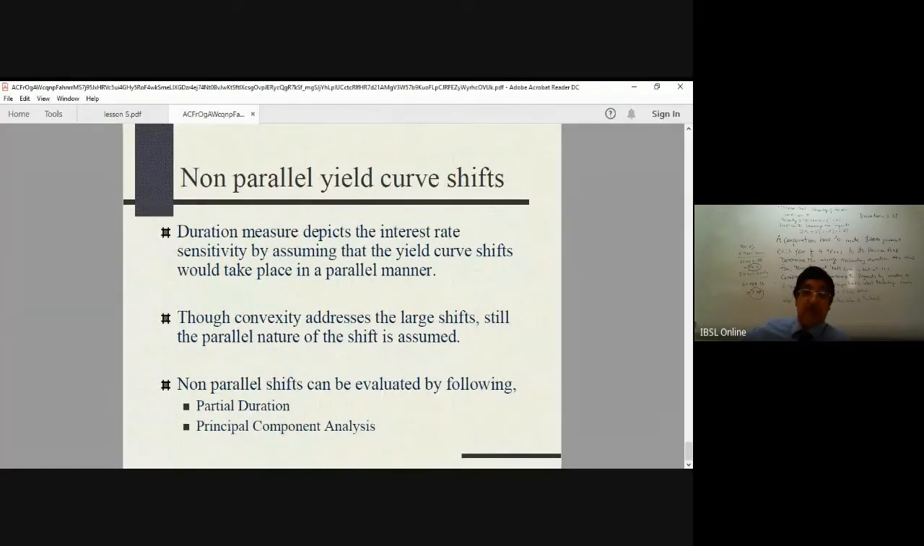But even when we do the convexity adjustment, that really addresses the volume or the range of interest rate change. Convexity adjustment is made only for the large shifts, but still our assumption was that the yield curve shift is parallel. Therefore, convexity also will not be in a position to deal with non-parallel yield curve shifts.